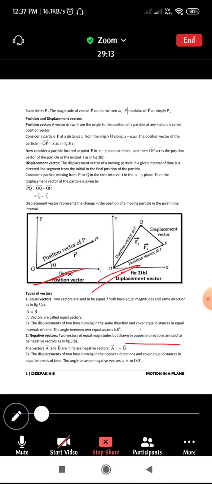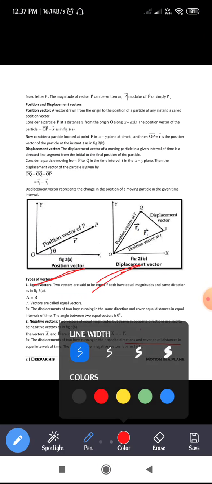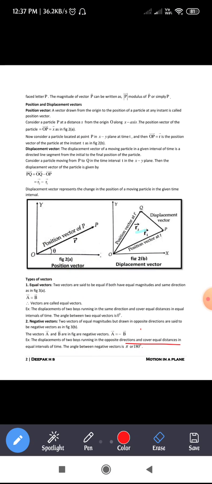In case you have any doubts regarding today's topic that we have discussed, you can ask.